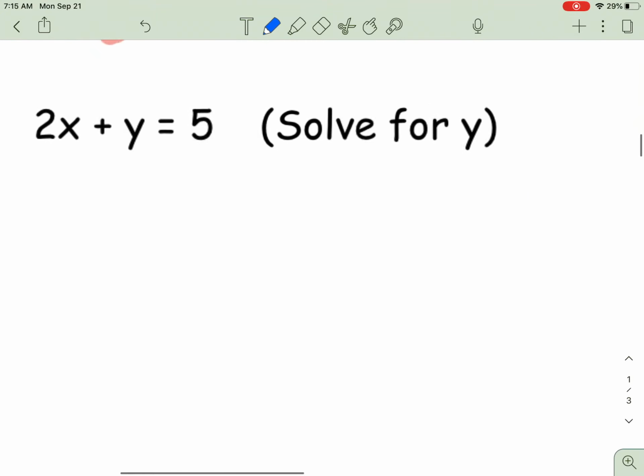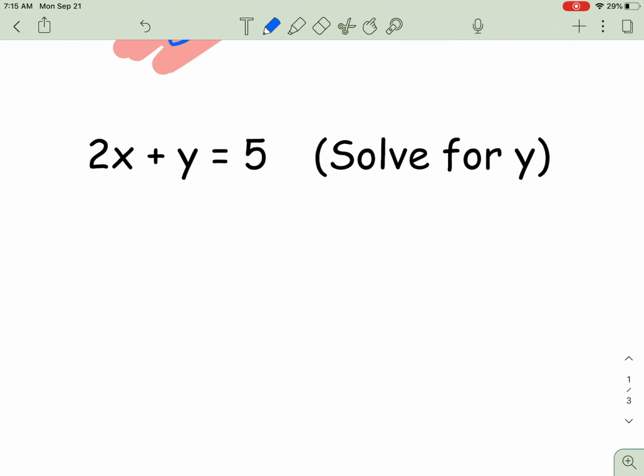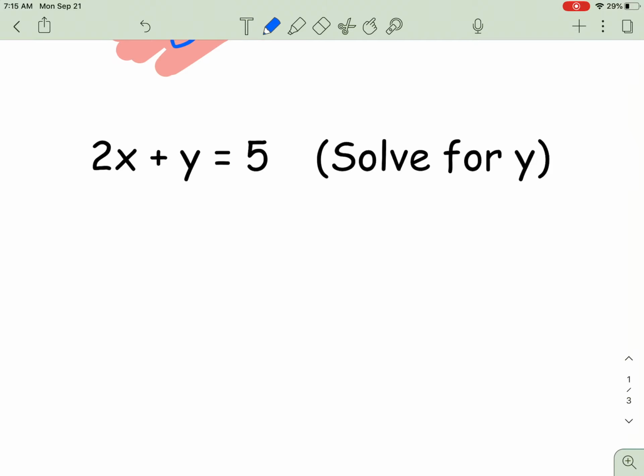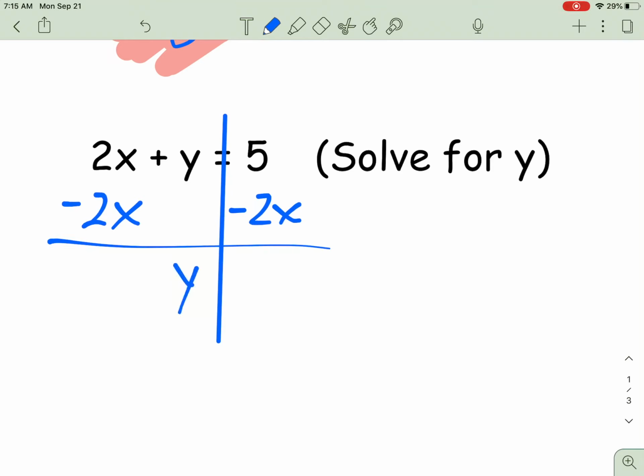All right, example 5, solve for Y. Okay, Y is positive, so is 2x. We want to get rid of 2x, so we're going to subtract it. So we have Y equals negative 2x plus 5. It's a positive 5. And now Y is by itself, so we're done there.